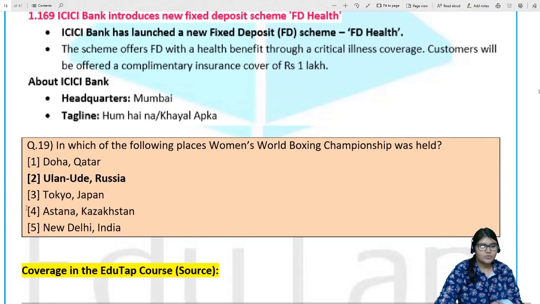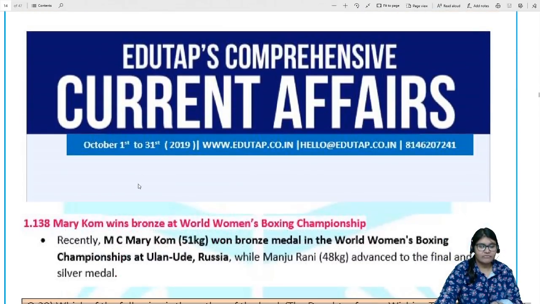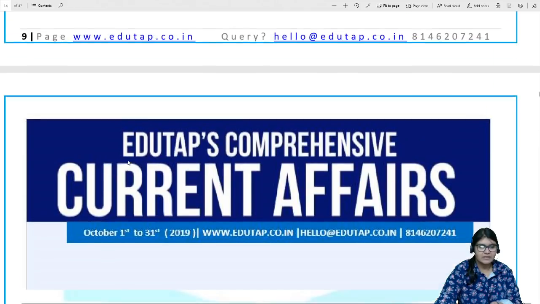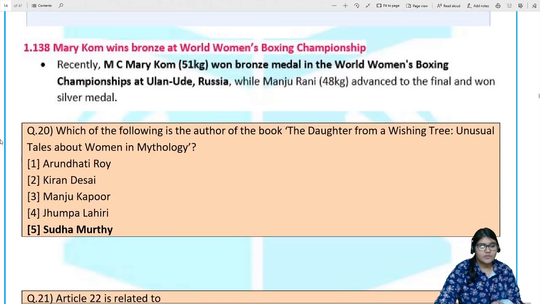Next one, in which of the following places Women's World Boxing Championship was held? Answer is Russia, Ulan Ude. Okay, and here you can see again this was there in the month of October. We had covered this in our magazine, right? So here you can see Mary Kom wins bronze. So she had clinched the bronze medal at the World Women's Boxing Championship, again which was held in this particular location. Right guys?